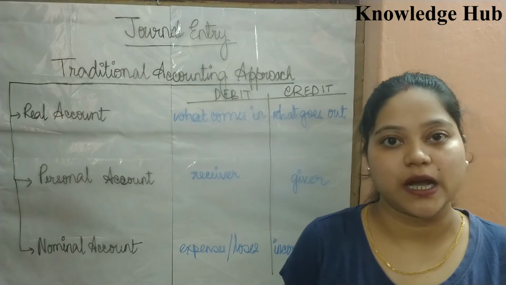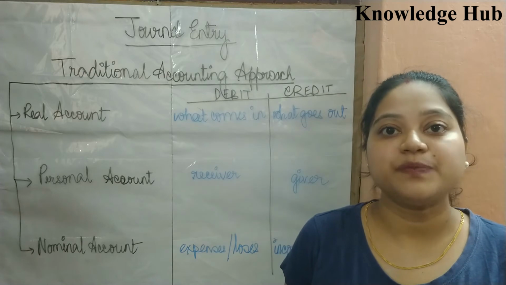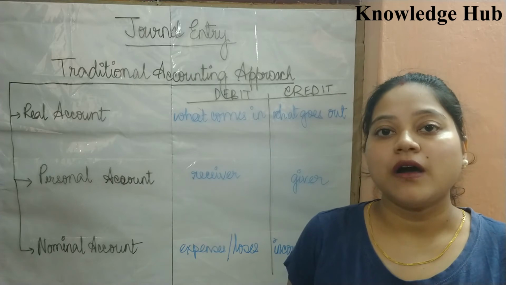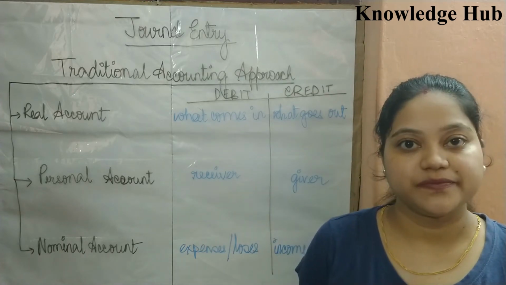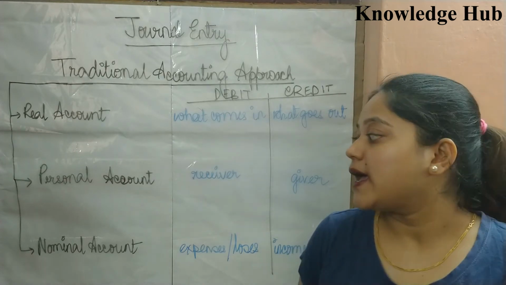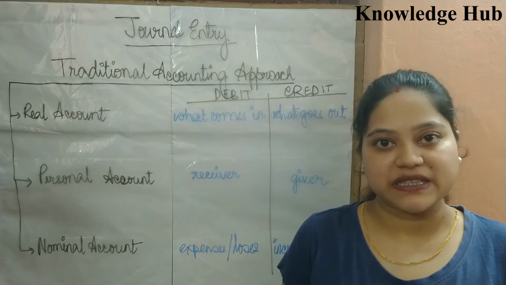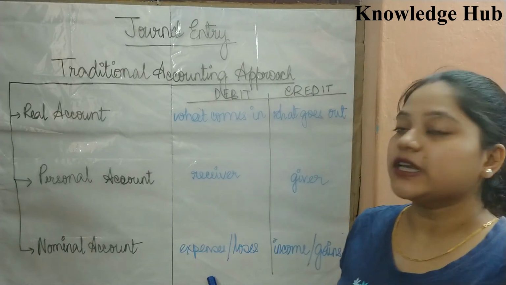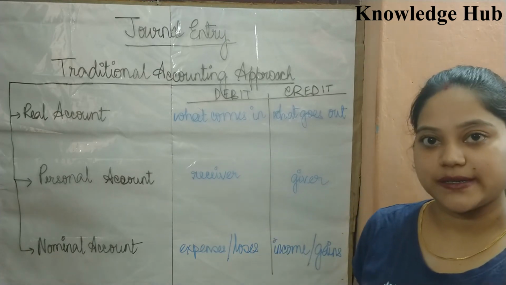The next is the personal account. As the name suggests, personal account refers to the accounts of persons or individuals. In such cases, the receiver is debited and the giver is credited. Receiving and giving everything is in terms of money. The next is the nominal account. This account includes all the expenses and losses and the incomes and gains. Here, the expenses and losses will be debited and the incomes and gains are credited.